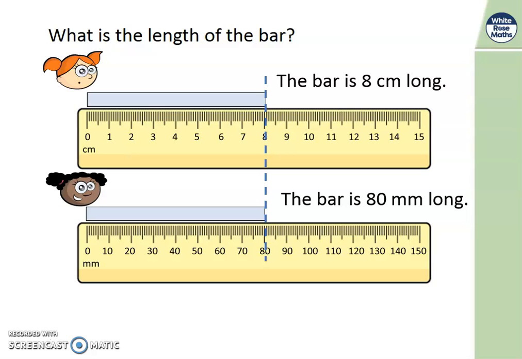Who's correct? Well, they both are correct because you can see here that 8 centimetres is the same or equivalent to 80 millimetres. So 8 centimetres is equal to 80 millimetres.